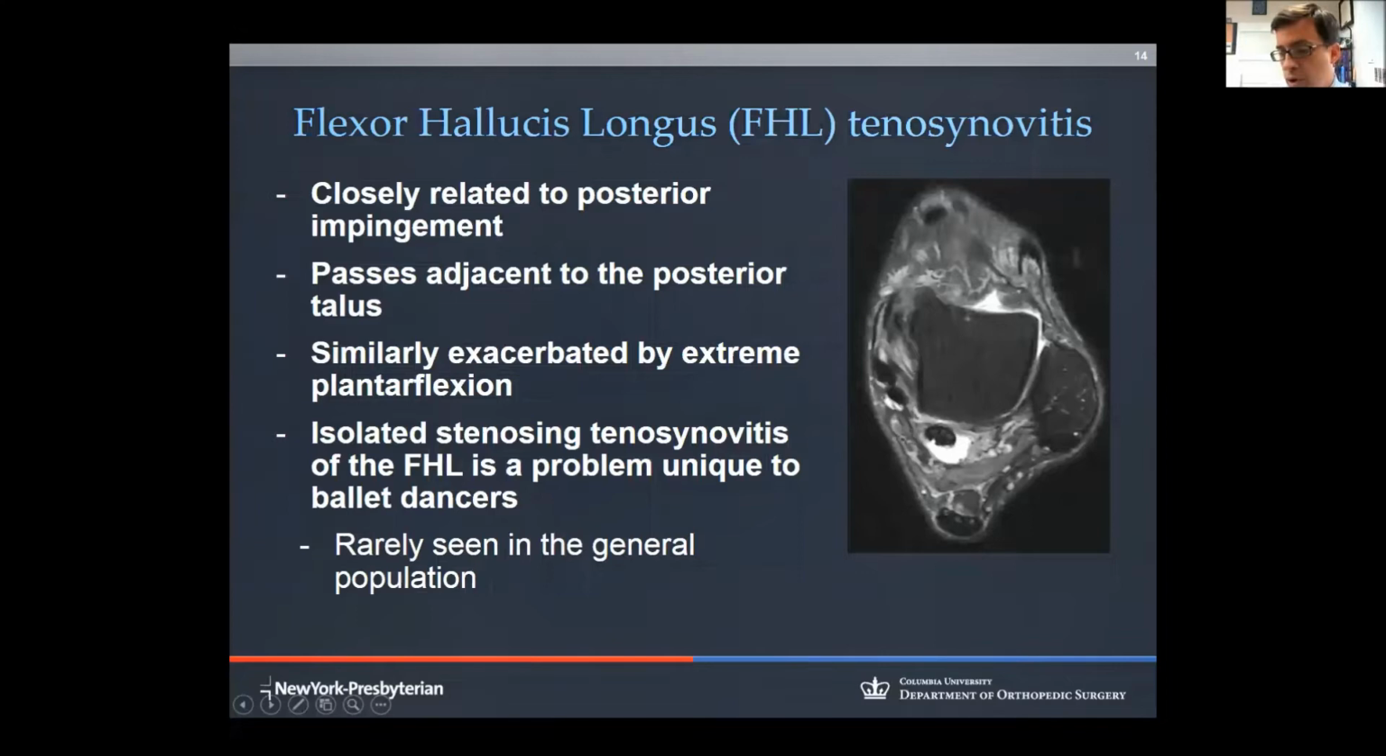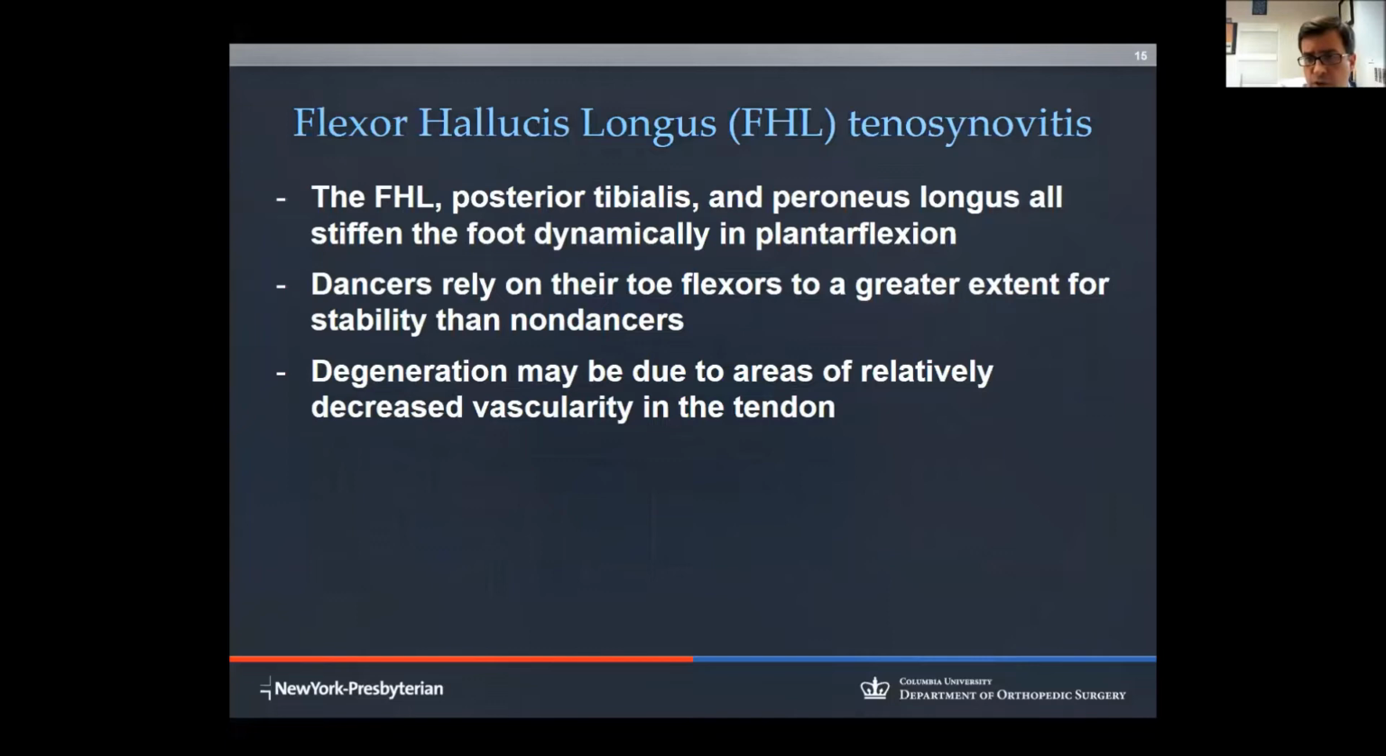fluid around it. Stenosing tenosynovitis, however, is a problem specifically related to dancers and ballet dancers. It's pretty rare in the general population. When the ankle's in plantar flexion, the FHL, the posterior tib, and the peroneus longus help to stiffen the foot and provide some stability there. And certainly when a person is weight-bearing on their metatarsal heads, then the toe flexors really do provide a large measure of stability, and specifically the FHL, because it's just a bigger, stronger muscle than the FDL.